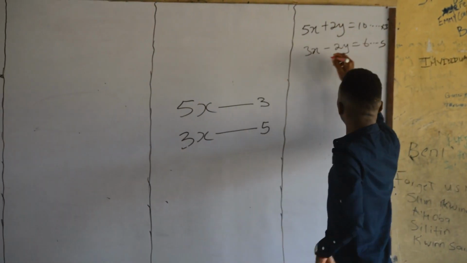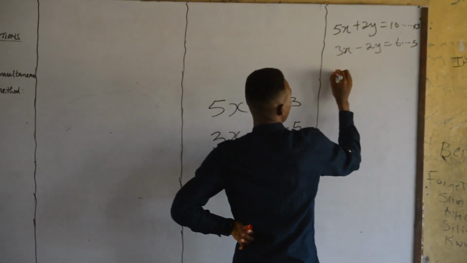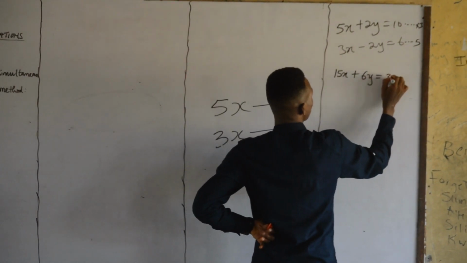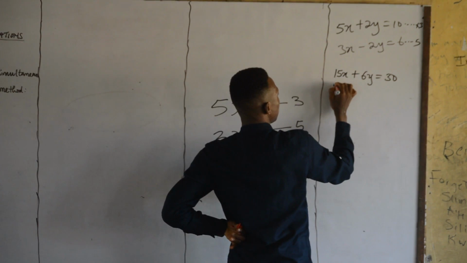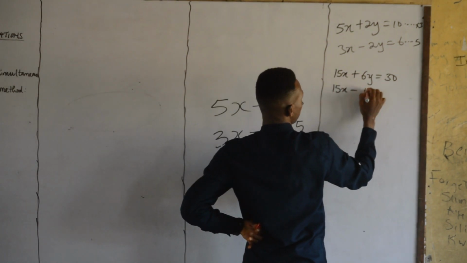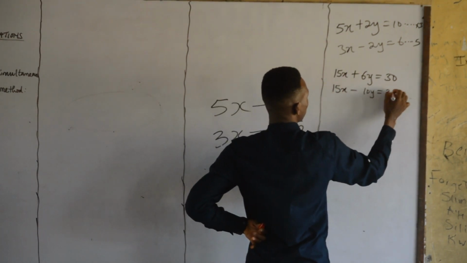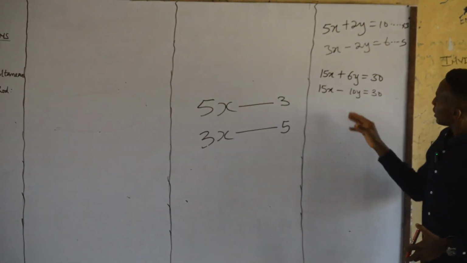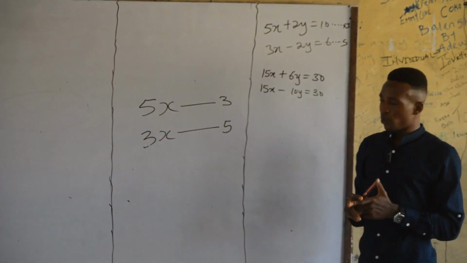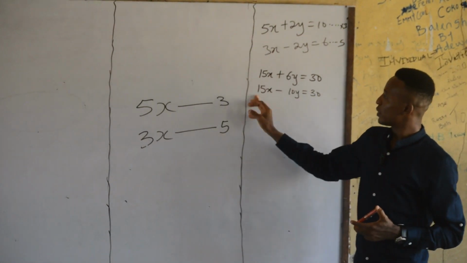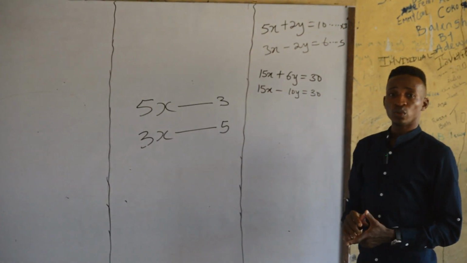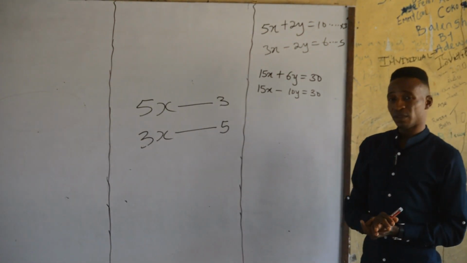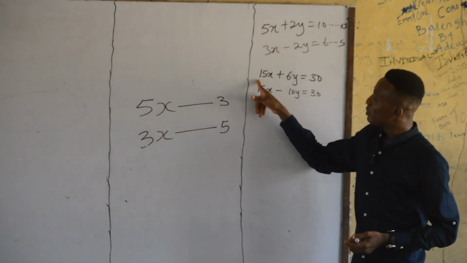So let's multiply and see what we have here. 5x by 3 gives you 15x plus 6y equals 30. Then this one is 15x minus 10y equals 30. Now you are done with the first step. The next thing you need to ask yourself is this: first of all, you have successfully made the two equations have the same coefficients. Now since both of them have the same coefficients, how will I now eliminate?